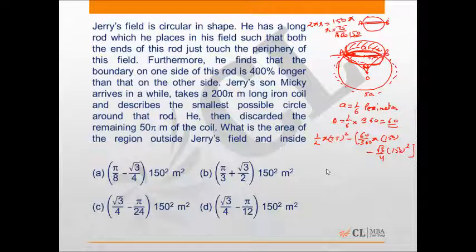So if you solve it, you will be able to find the answer of this question, which is 150 square into root 3/4 minus pi by 24. So 150 square root 3/4 minus pi by 24 is my answer. That is option number C.